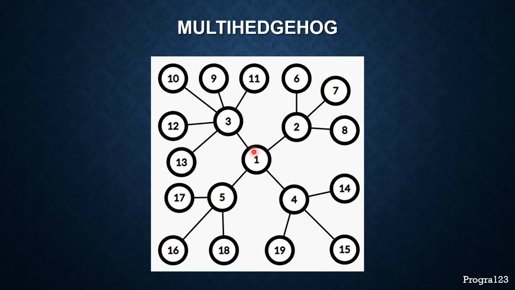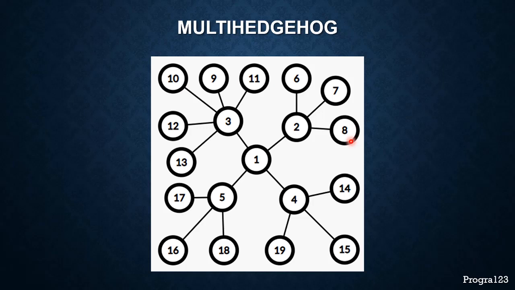For example, this graph is actually a multi-hedgehog. We had only two vertices here in 4. Now we have 3. We have another 3 vertices here in 5. So this is a one multi-hedgehog. You see, level 0, level 1, and level 2 are all leaves. So that's basically what a multi-hedgehog is.